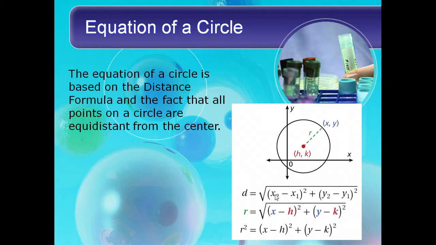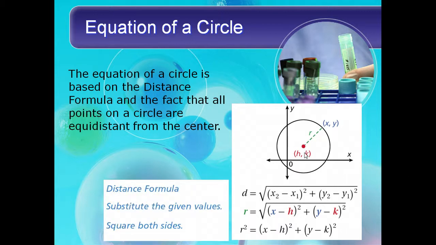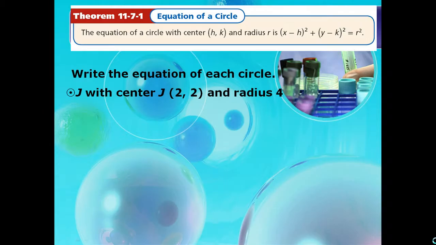If we use the distance formula to find d, then this time we substitute in our numbers. We have h and k for our x's and y's, because that's where the center is. And we have r instead of d, because our distance is the radius. If we square both sides, we come up with the formula for a circle: r squared equals (x minus h) quantity squared plus (y minus k) quantity squared. The equation of a circle is the one we just derived, and this is Theorem 11-7-1.